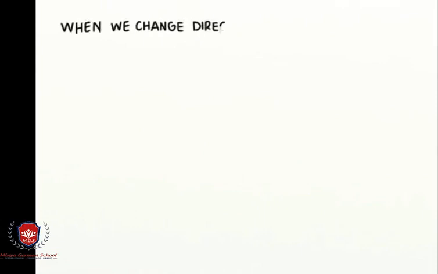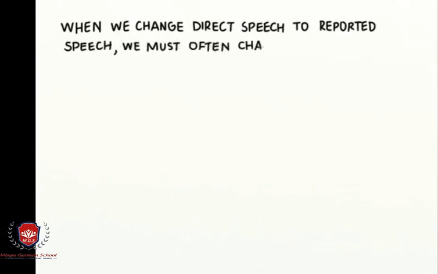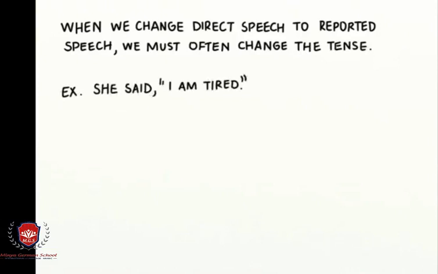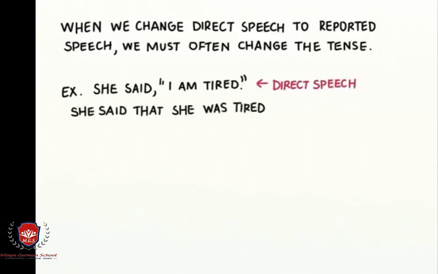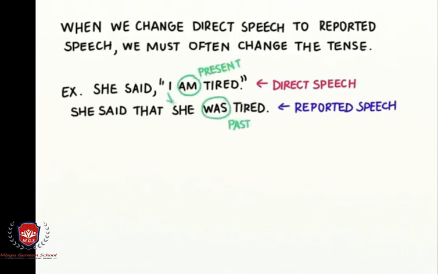When we change direct speech to reported speech, we must often change the tense. For example, she said, "I am tired." This is direct speech. She said that she was tired. This is reported speech. If we use the present tense in direct speech, we use the past tense in reported speech.